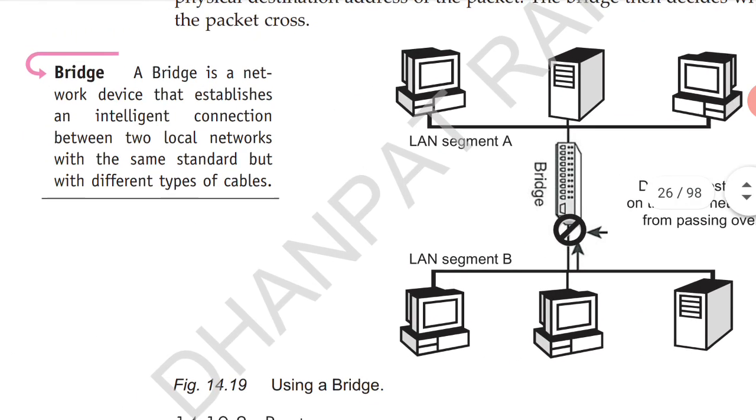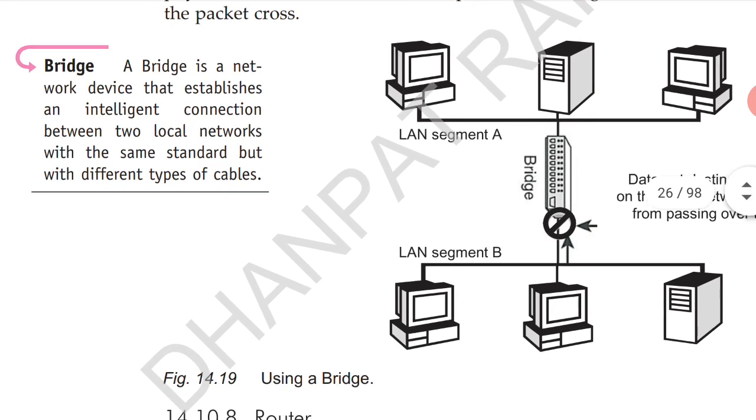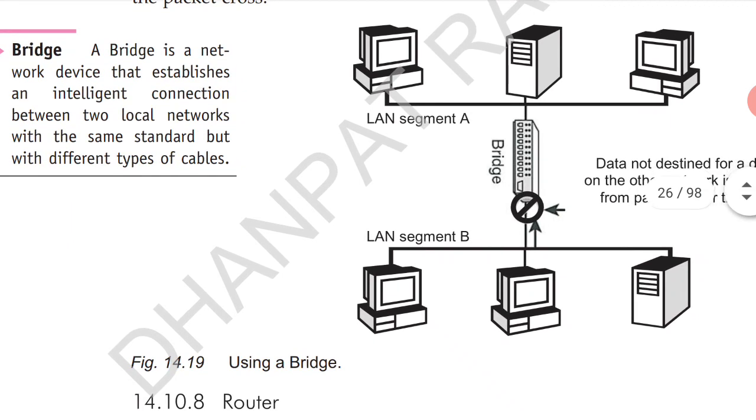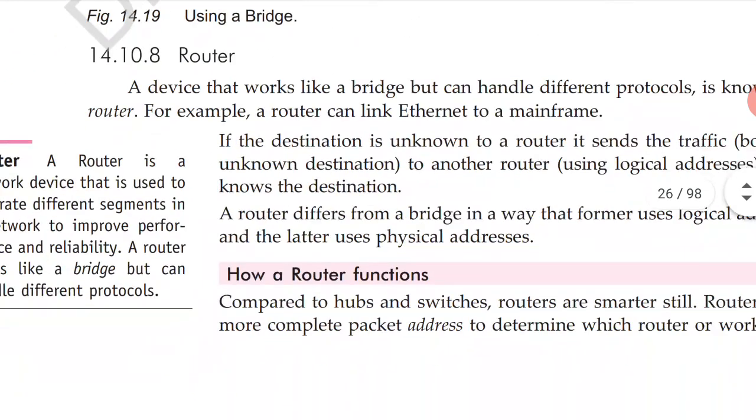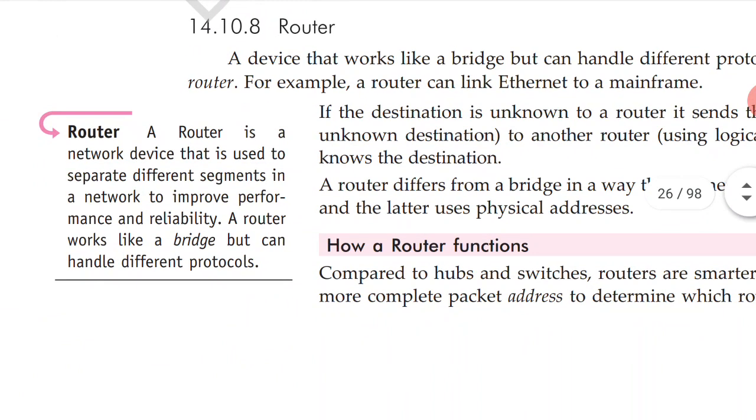So a bridge is a network device that establishes an intelligent connection between two local networks with the same standard but with different types of cables. Then comes a router. A router is a network device that is used to separate different segments in a network to improve performance and reliability. A router works like a bridge but can handle different protocols.